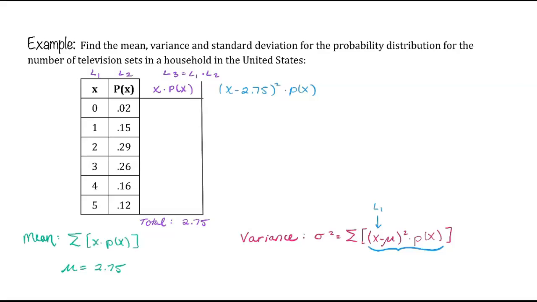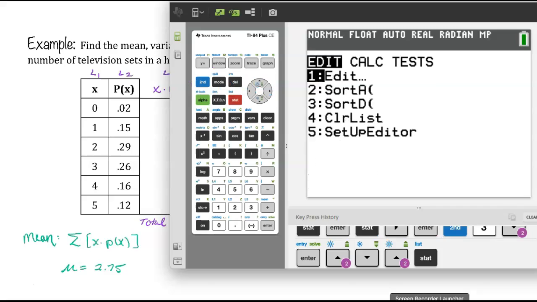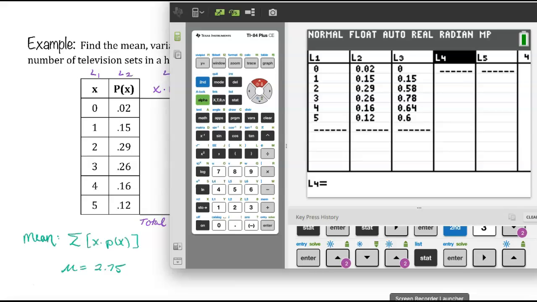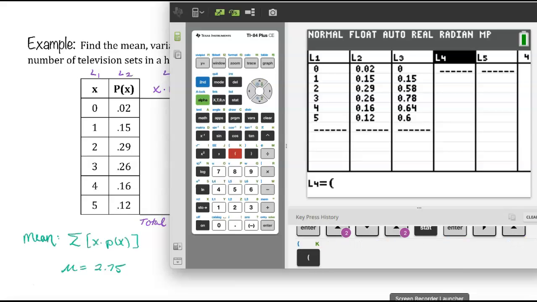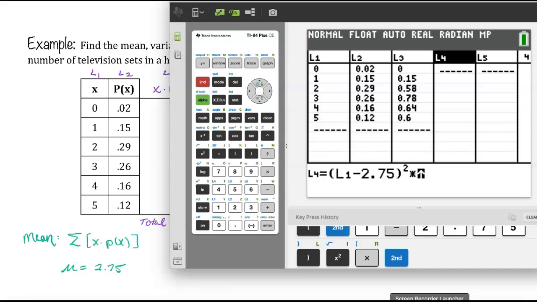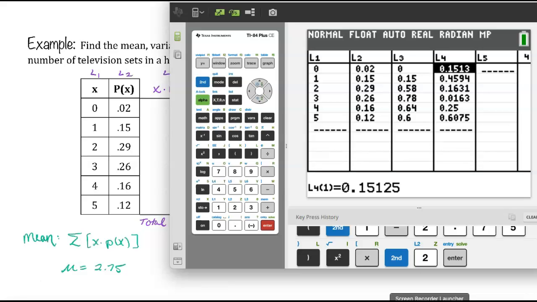In terms of our lists, we'll have List 4, and this will be equal to our x values found in List 1 minus 2.75 squared times the corresponding probability values in List 2. Heading back to our lists, by clicking Stat, Edit, we can define List 4 to do exactly that. Type parentheses, List 1 minus 2.75 squared times List 2. And when I press Enter, I have all of the values that I need to add up.